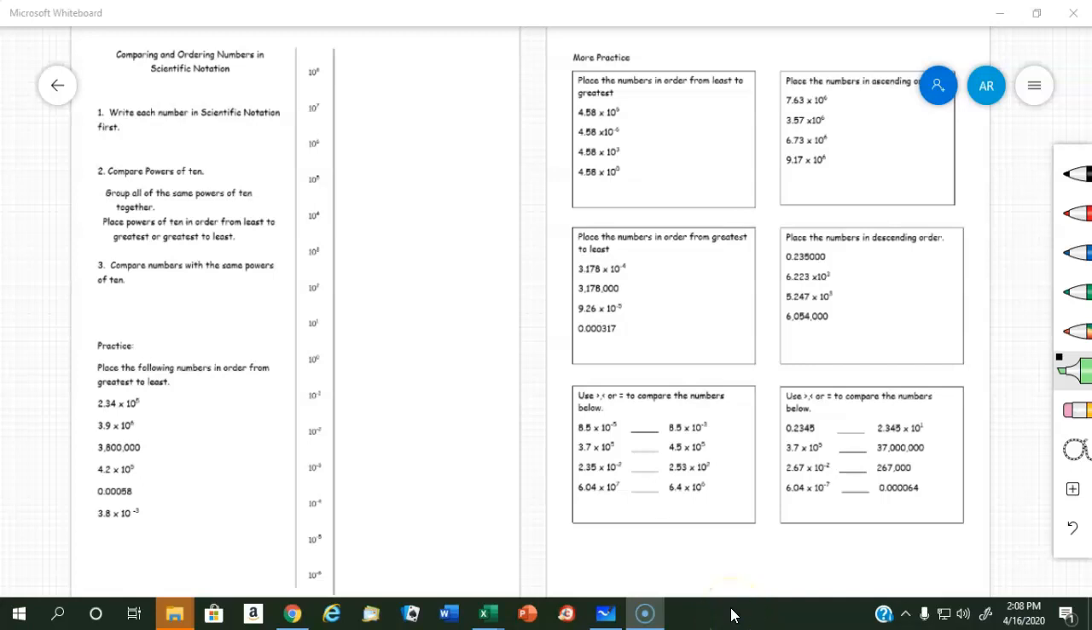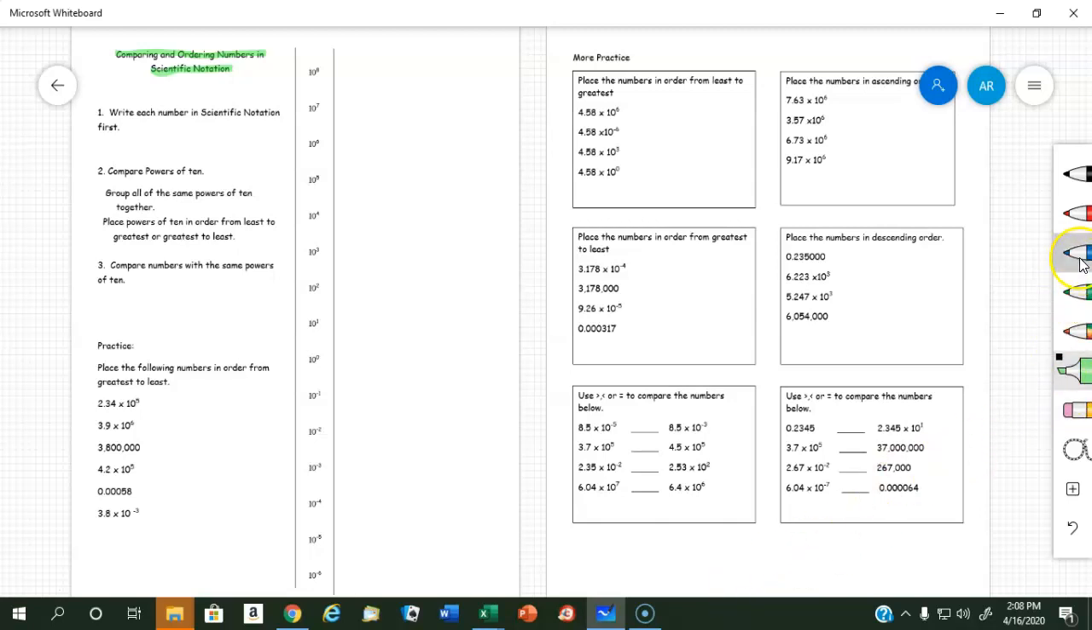All right, so we're going to be comparing and ordering numbers in scientific notation. This is a document that I found on the internet, and you will see down in the comments where I got it from. There'll be a link. It's giving us a step-by-step guide on how to compare and order numbers in scientific notation. So the first part here is to understand each number in terms of scientific notation.